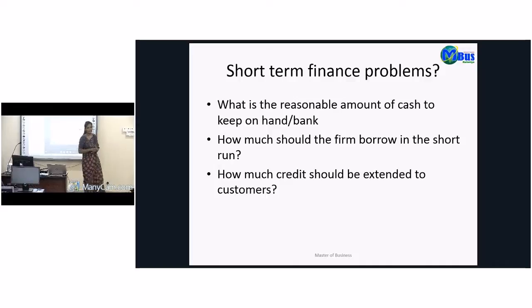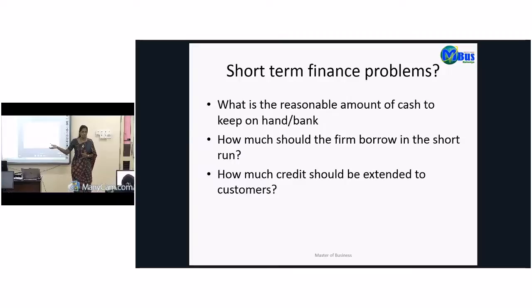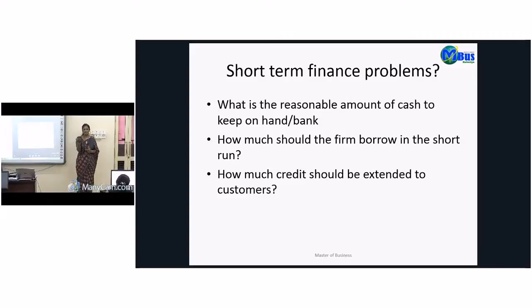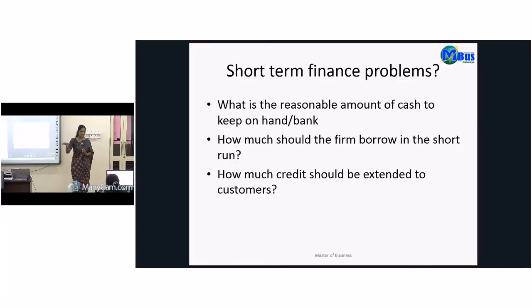When we extend the customer credit, these are some problems the firm faces in the short run. When we extend the customer's credit period for our debtors, right? They are the people who have bought our goods and services on credit basis. We have sold them on credit basis, right? They are supposed to pay their money within a given period, right? If we do not decide the right period to collect the money from the customers, we have to lock too much money in debtors, which will take a long time to convert into cash, right?